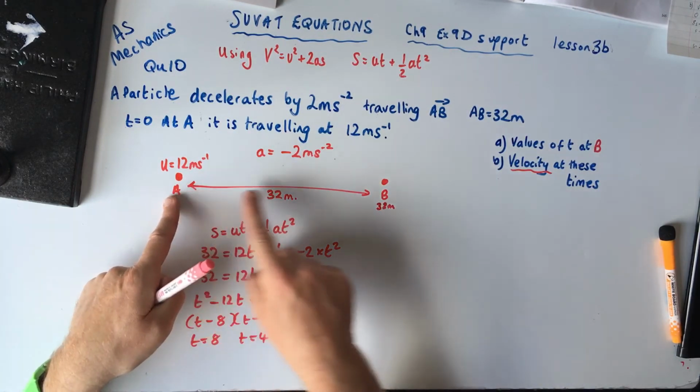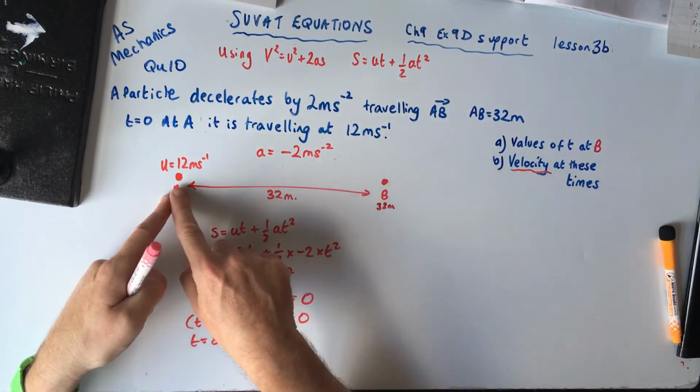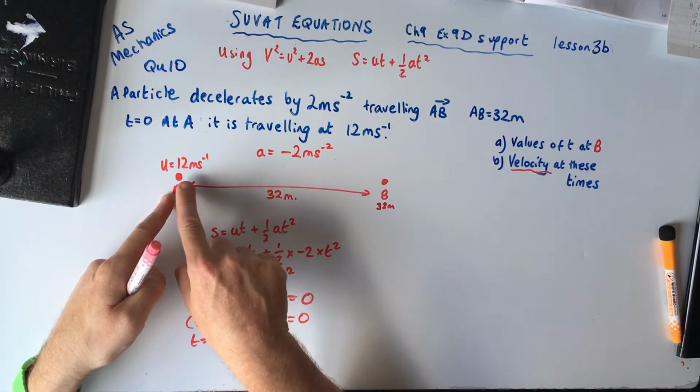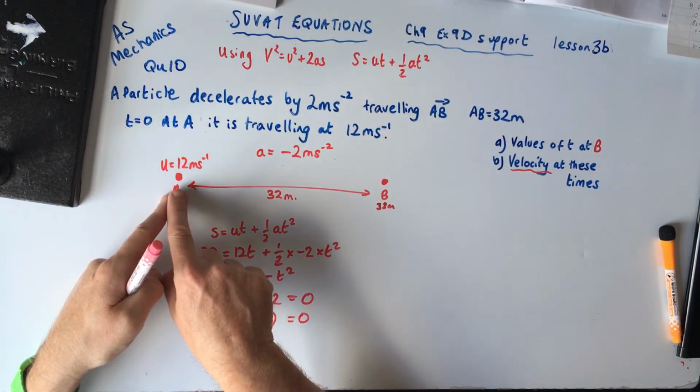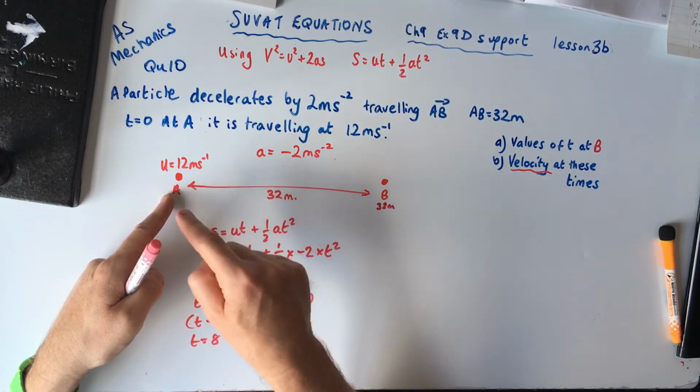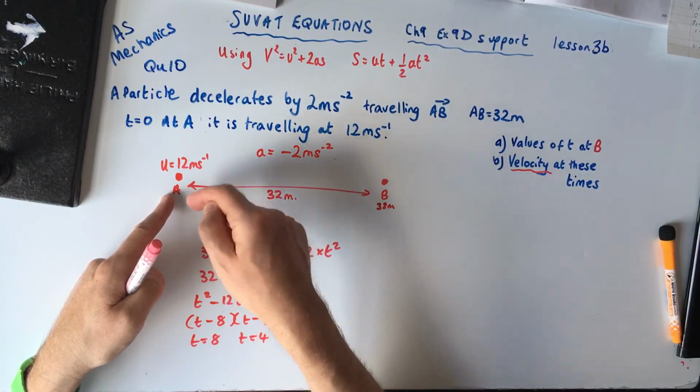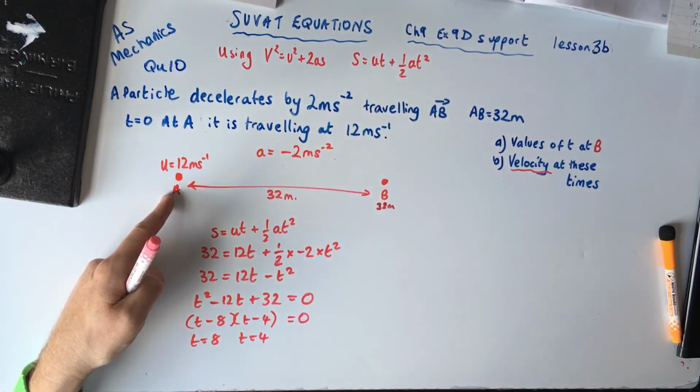In other words, it's going to go up here. By the time it gets back to A, it will be going at 12 meters per second again, but in that direction. So it would still have a speed of 12 meters per second, but it would be classed as minus 12, because you're thinking about the direction.